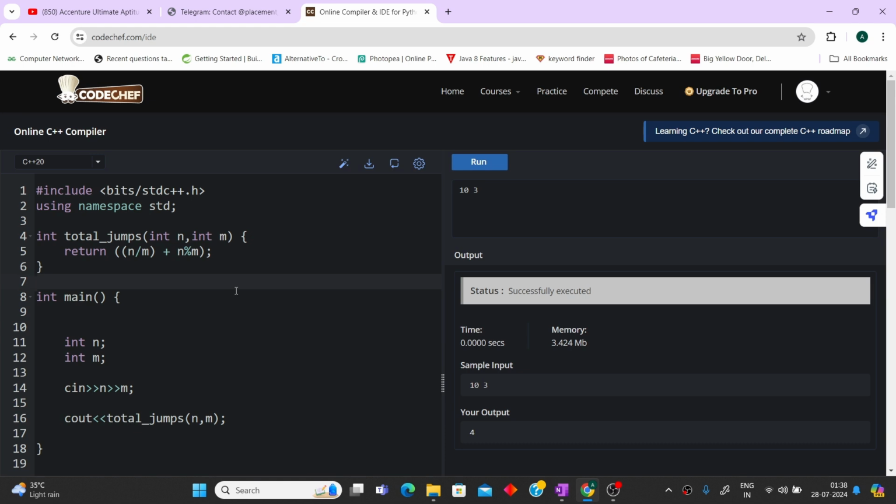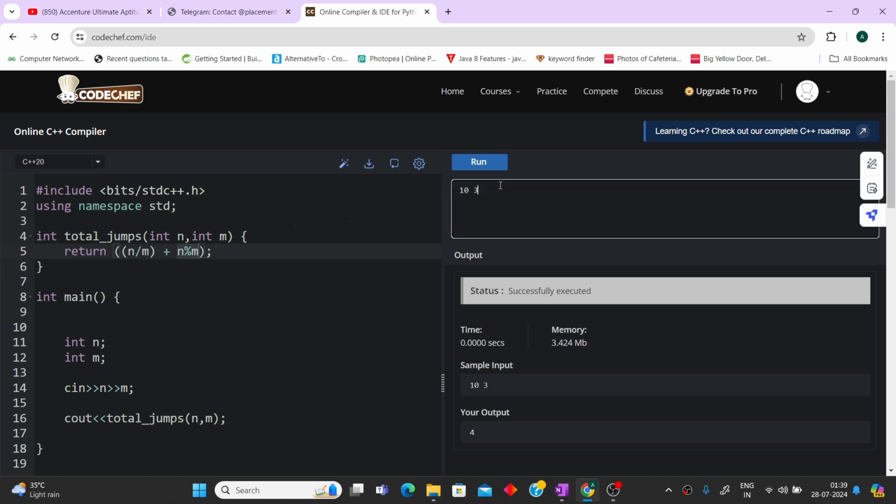Okay, so guys, I have already written the code. It's very simple. In Accenture, you won't have to take your entire input by yourself. You will just be given a function, and you have to implement that function only. Two arguments will be given, n and m. We first calculate the m number of jumps, and then the one number of jumps. For m jumps we calculate n divided by m, and for one jumps we calculate n mod m. We simply return the sum of them.